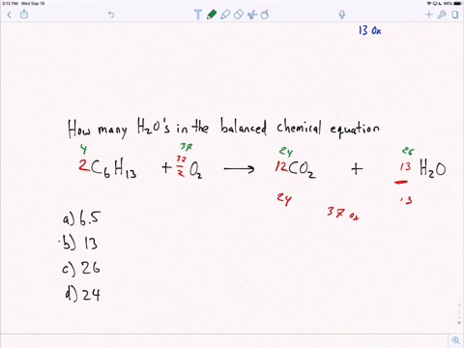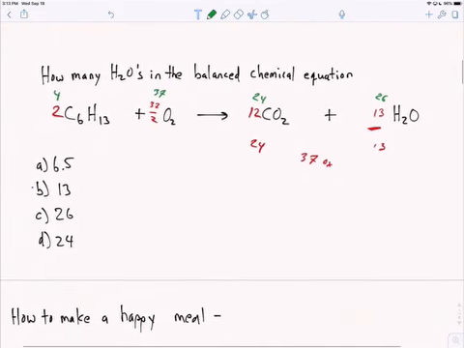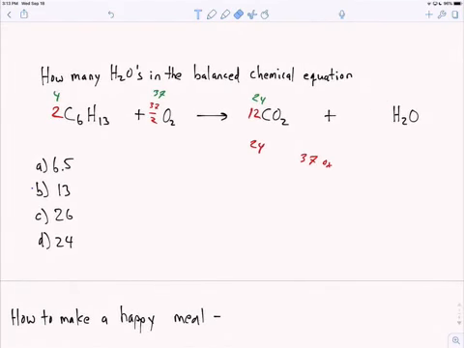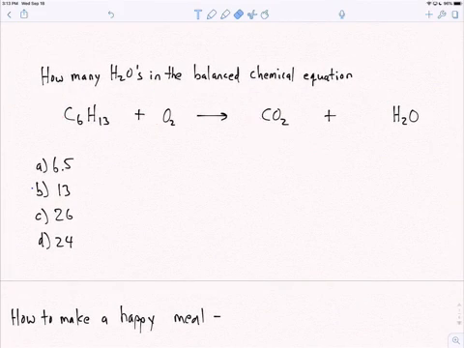13 times 2. Like when you add fractions, you have something over something, and the denominators have to be the same. So you multiply this side by 13 and this side by 2, to get these to add. Right, on the denominator.